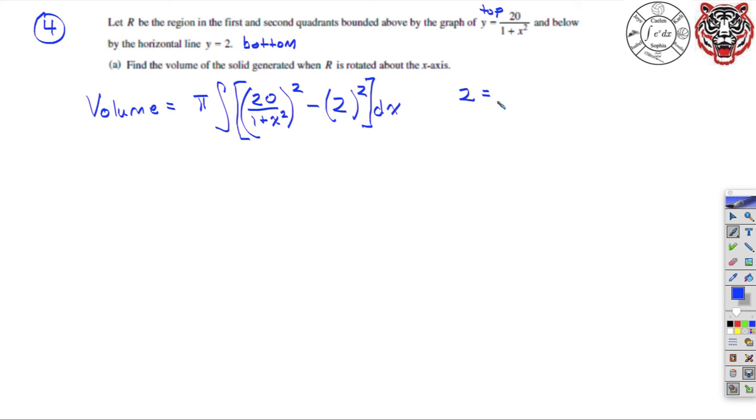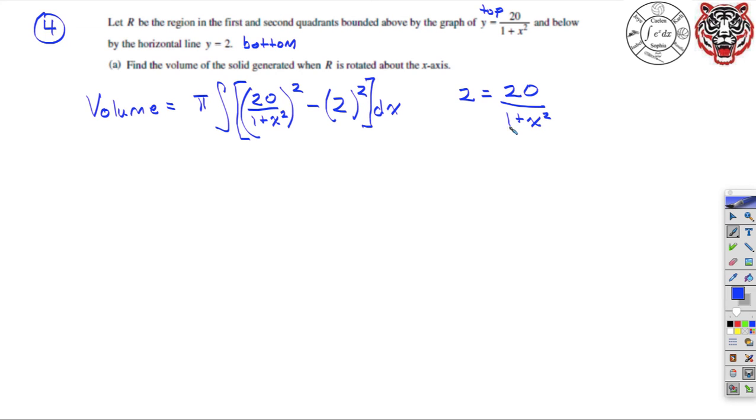How do you know that that one's the top and that one's the bottom? It says it's bounded above by this graph, and below. Okay. Yeah, exactly. Good question. Yeah, so we basically need to set 2 equal to this, so 20 over 1 plus x squared.